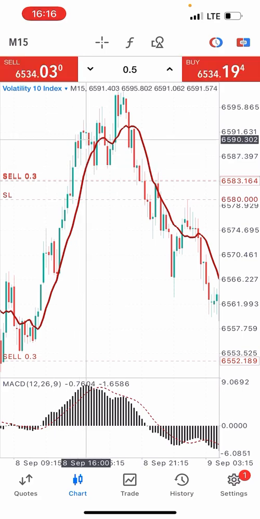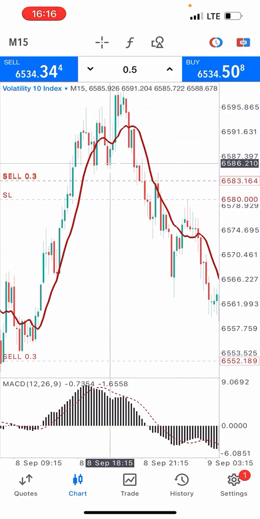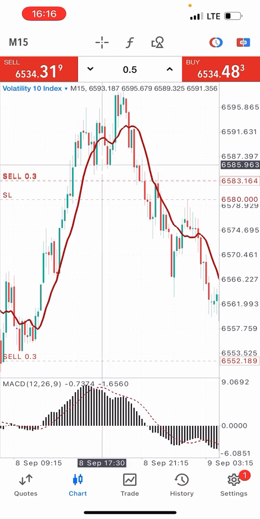I was seeing the support level that the market tested. It tested it and rejected. So I was still waiting for a clear breakout of the support level. I hope you can see this, a clear breakout of the support level.